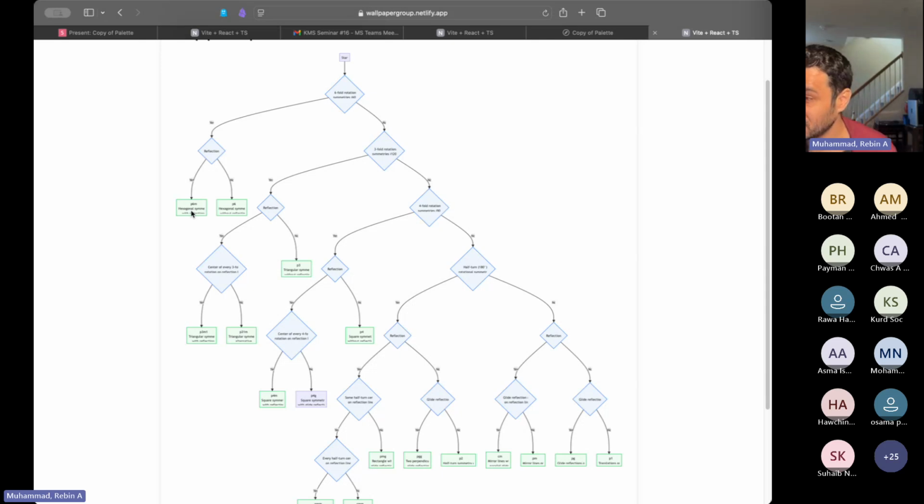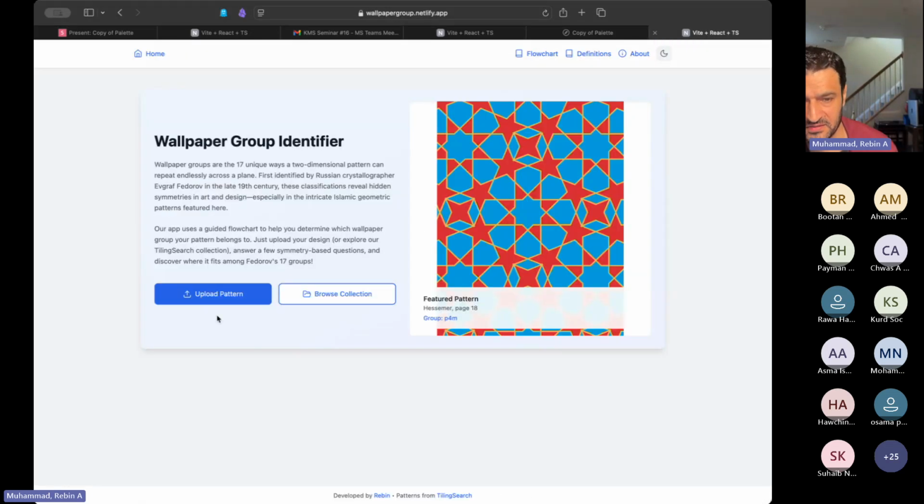So I want to invite you to try some of the patterns here. Also, when you go to the market or the bazaar or wherever you see some beautiful pattern, you can take a picture and study it. The app has a feature where you can upload it or browse. If you browse, there are almost 2000 patterns here.